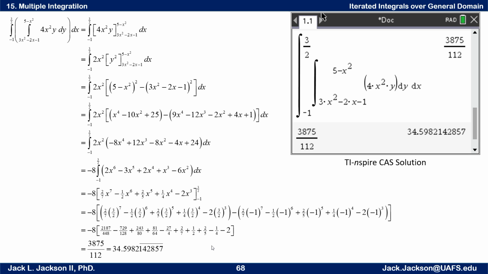And you end up with 3,875 over 112. In exact decimal form, that's 34.5982, and then a repeating pattern of 142857, a 6-digit repeating pattern there, repeating over and over at the end. And this does check out with the TI-Nspire CAS.